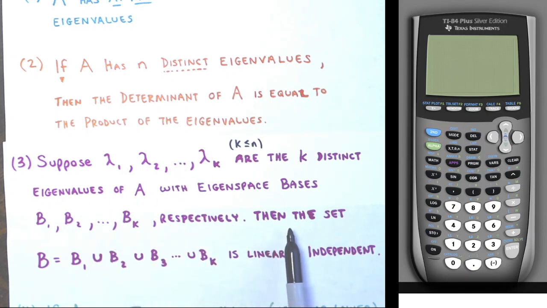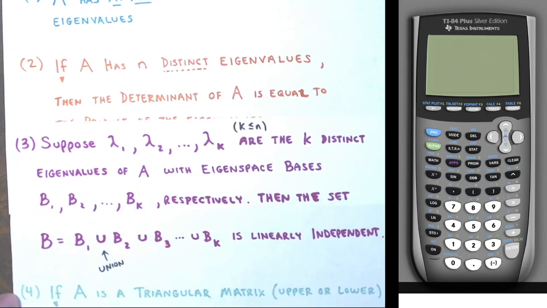Then the set which is the union, remember this is the union symbol here, the union of all of these, B1 union B2 union B3, and so on. Basically you're just making a set where you take these bases and put all the vectors in the same set. This set of vectors will be linearly independent. I'll show you what all these symbols mean in several examples coming up.